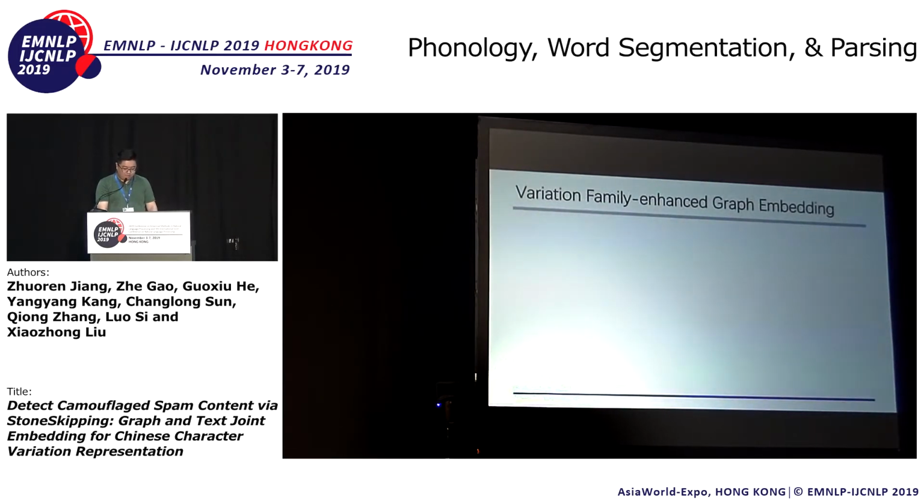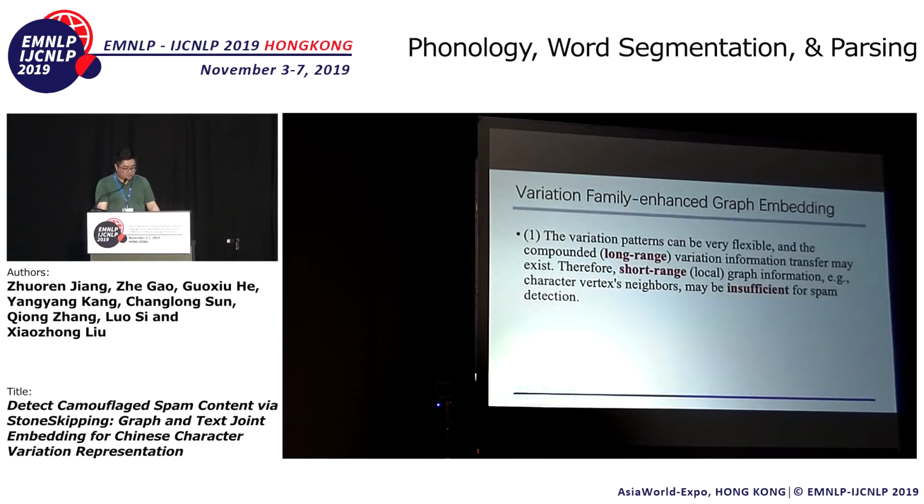While the graph can provide comprehensive knowledge of Chinese character variations, efforts need to be made to address two problems. As aforementioned, the variation patterns can be very flexible, and compounded variation information transfer may exist. Therefore, short-range graph information, for example, the character vertex neighbors, may be insufficient for spam detection. Meanwhile, it is impractical to exhaust all possible variation patterns, right?